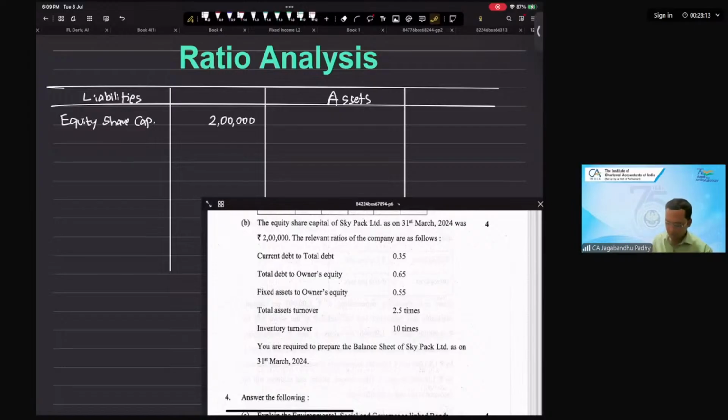Now, how do we go about solving this? Current debt to total debt is given, and total debt to owner's equity is 0.65. We don't have any information about reserves, but definitely we have total debt to owner's equity, and also current debt to total debt, which is 0.35. So we have current debt and the non-current debt, and that bifurcation we can make from here. So we'll say long-term debt and also current debt.